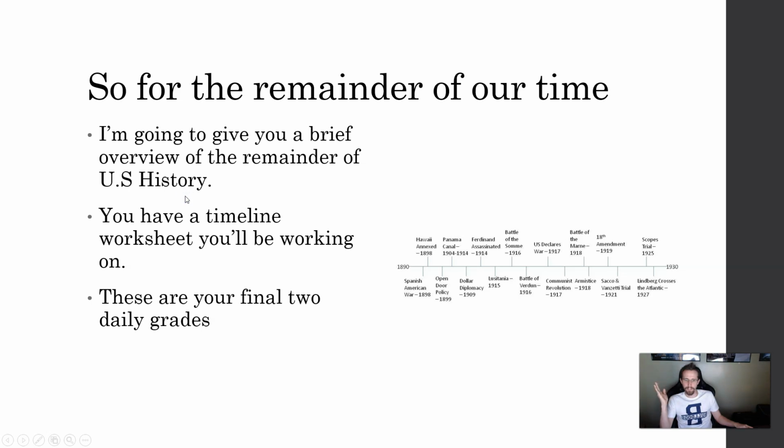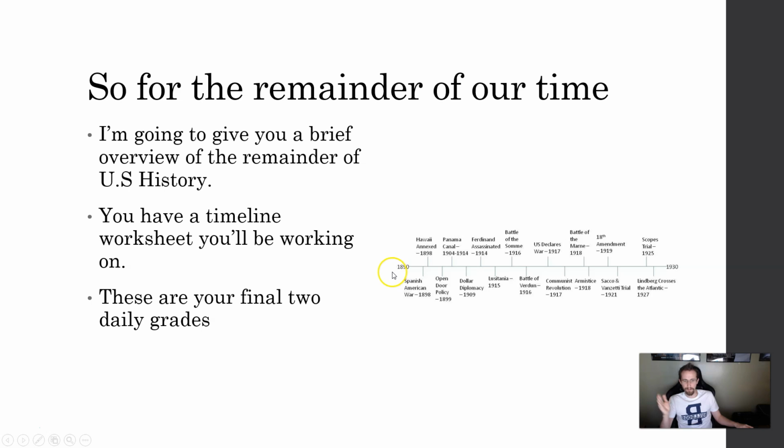So for the remainder of our time, I'm going to give you a brief summary overview of the remainder of U.S. history. You have a timeline worksheet. It's not this one right here, but you get the idea. You're going to be putting the events in order. These are going to be your final two daily grades, one today, one next week, so make sure you're doing them. But let's dive right in.